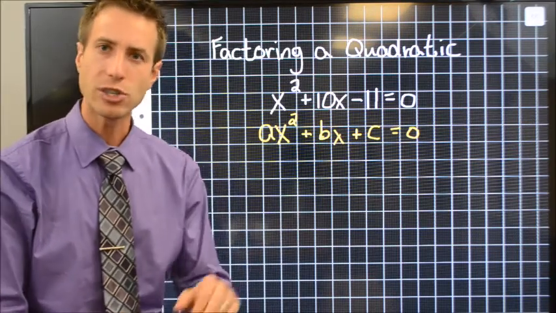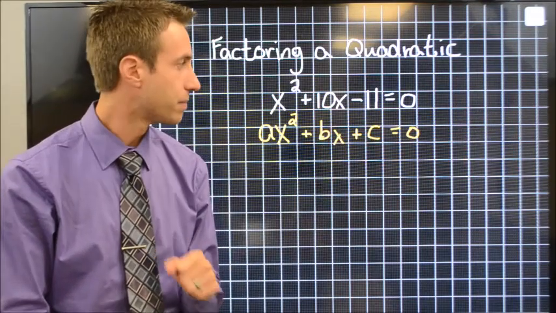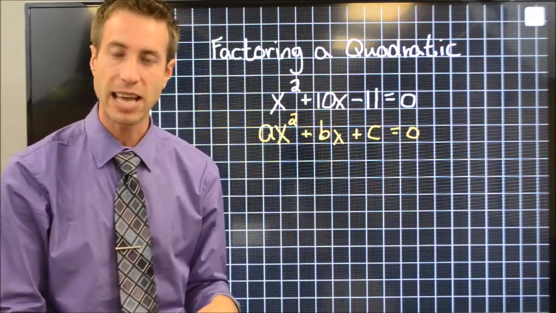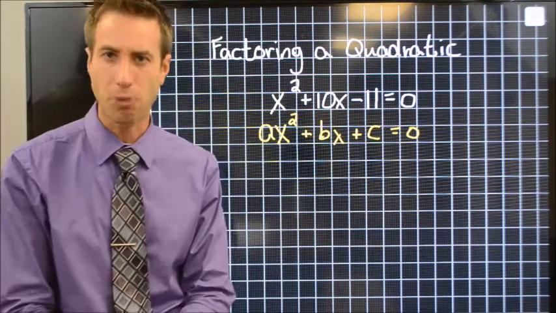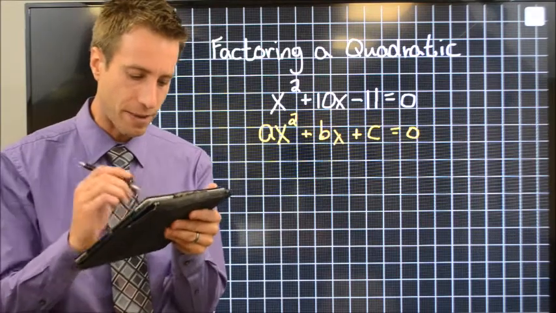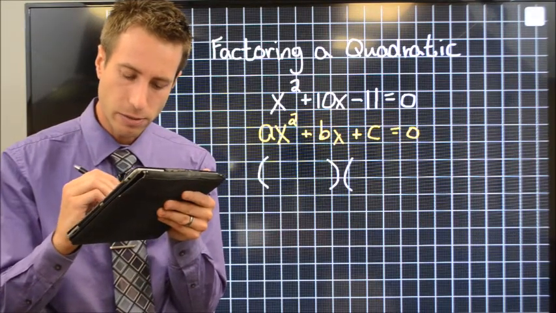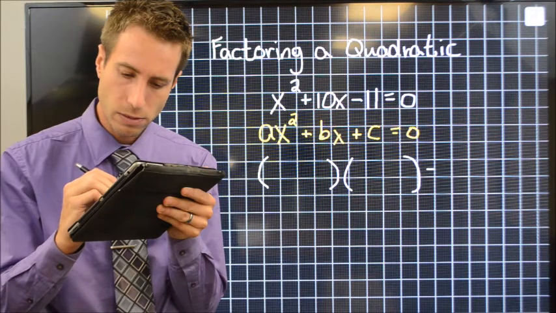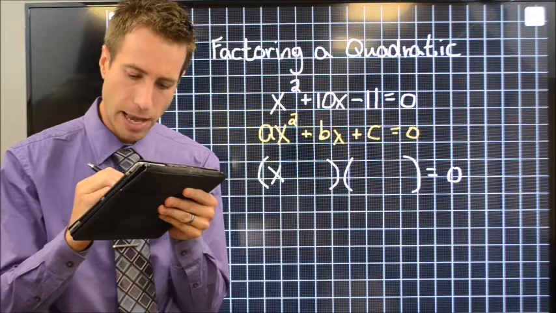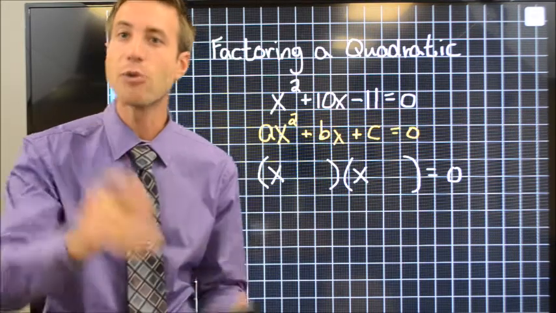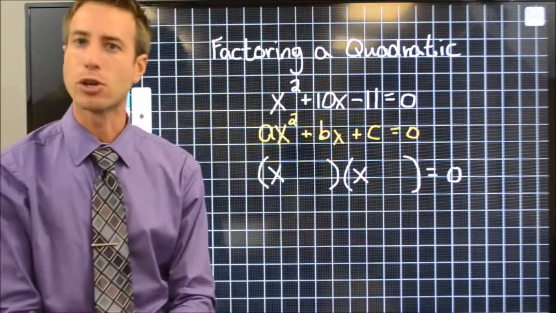And here's the way it works. You need to find two numbers that multiply to a negative 11 and sum to a positive 10. And fortunately for this one, it's not that difficult because 11 is a prime number. So let's go ahead and find those. I write my two binomials. I go ahead and throw in my x and my x because I know that's all that's needed. x times x gets me my x squared. And we're good to go.